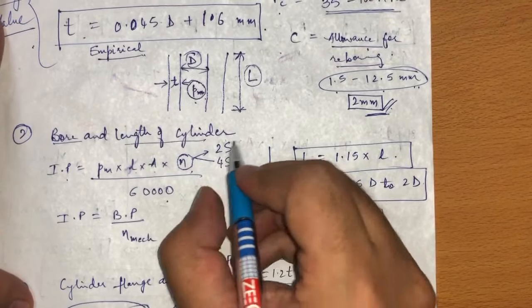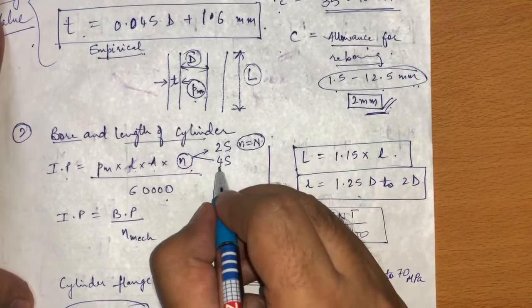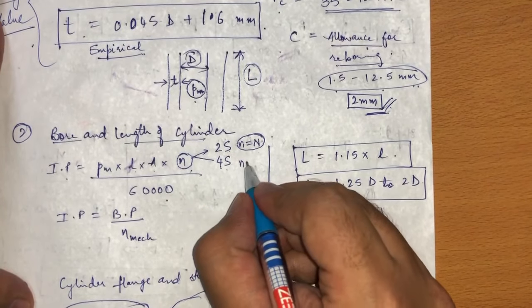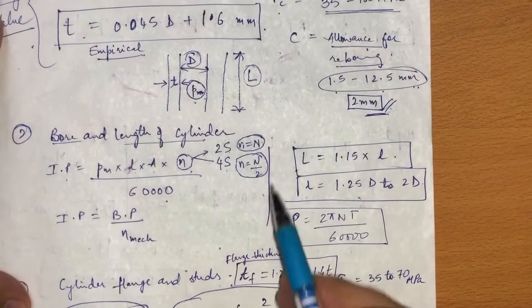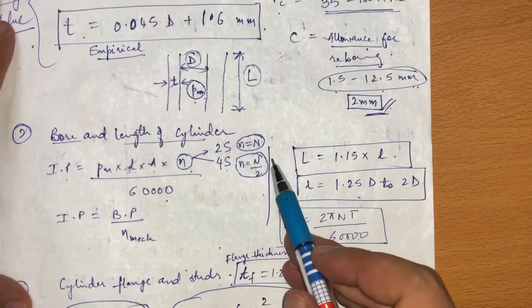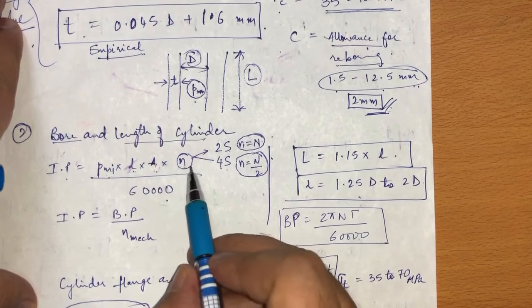In case of 2-stroke engine, the value of N is equal to the speed given, whereas in the case of 4-stroke, this N becomes capital N by 2. This is the very important thing to note in case of solving the numericals. Pm is nothing but the indicated mean effective pressure, which is denoted by Pmi. L is the length of stroke. A is the area of cross section, which for a circle is pi by 4 d square, and N is the speed.